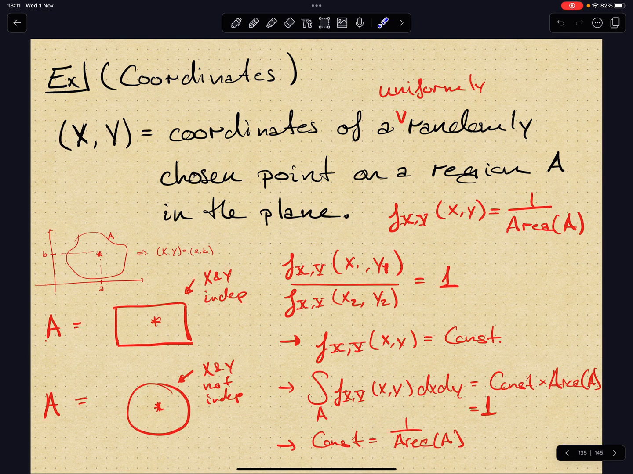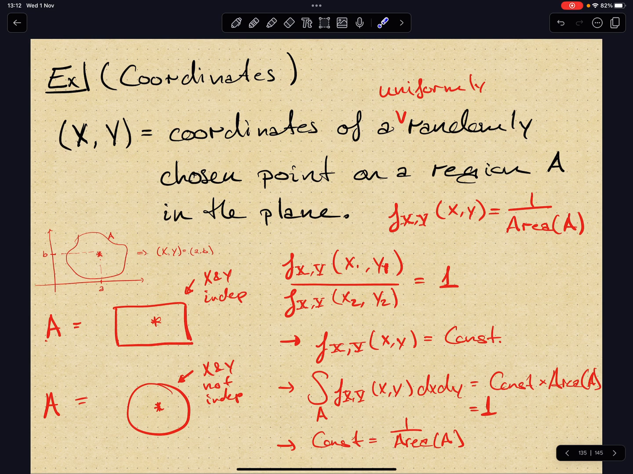you can heuristically convince yourself that this is true, because if you know that x is in the center, that means that y is going to be some uniform random point in this region. But if you know that x is towards the edge, so this is your x, then this limits the possible range of values that y can have. So x has an influence on y, so this is going to make it non-independent.